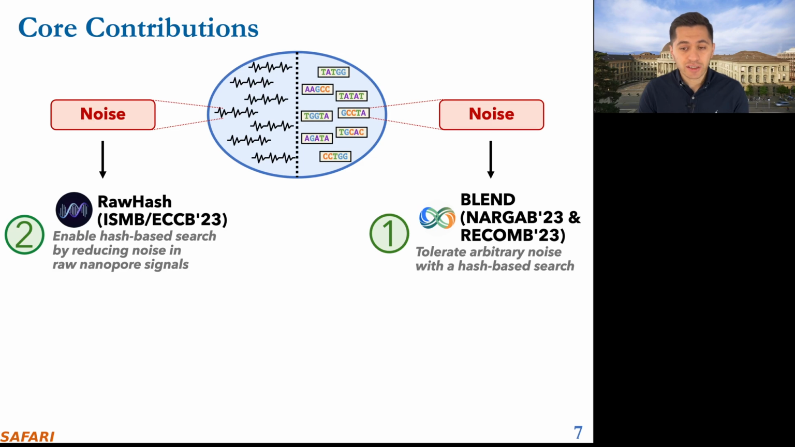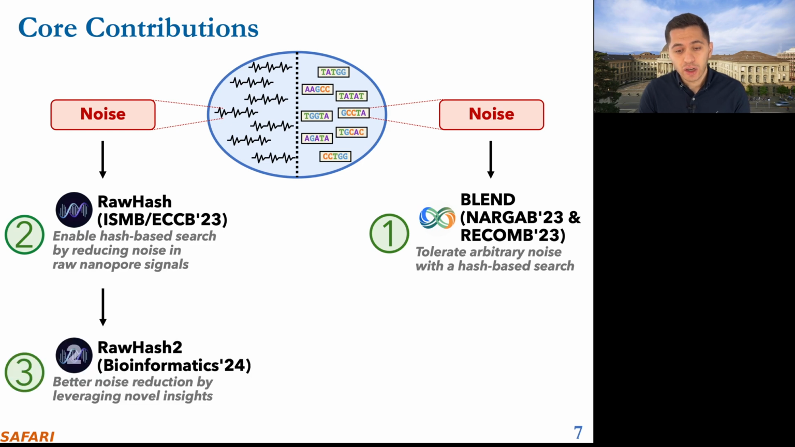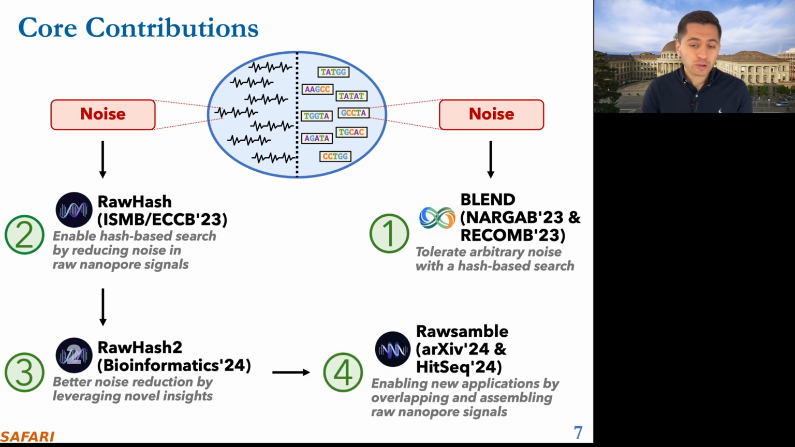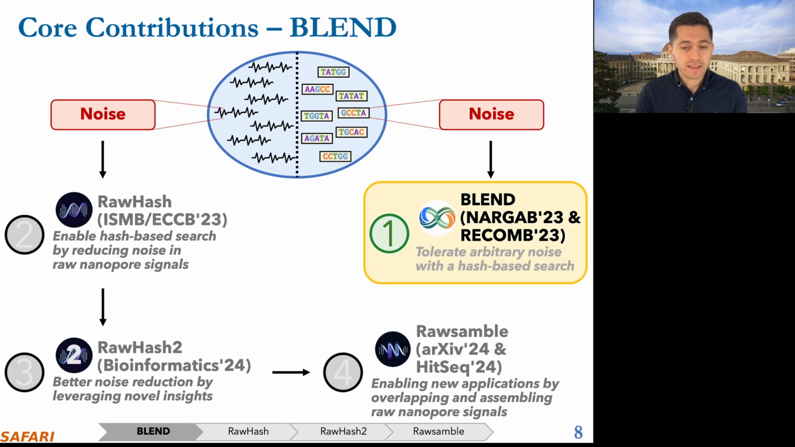Second, RawHash targets noise in raw nanopore sequencing data to reduce noise and enable hash-based search for raw signals. Third, RawHash2 improves our understanding of noise in raw sequencing signals, allowing for better noise reduction. Our fourth contribution, Rawsamble, enables a new application by overlapping raw nanopore signals to build assemblies without base calling. I'll start by discussing BLEND.